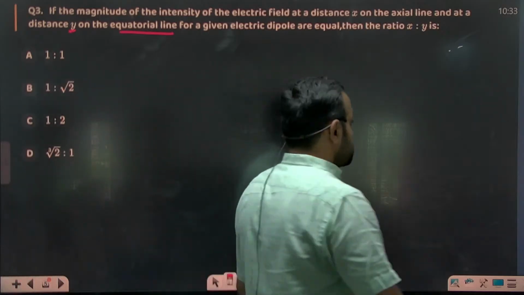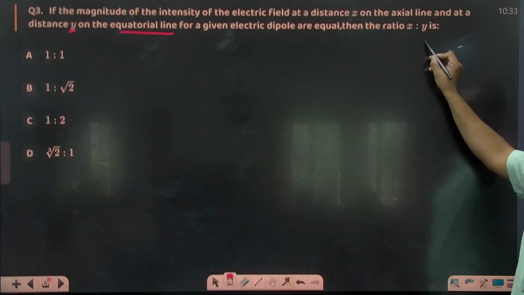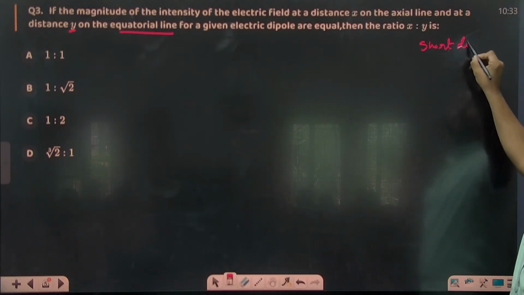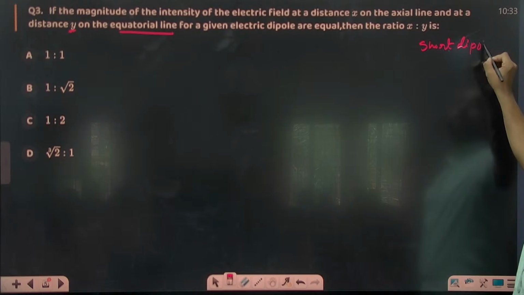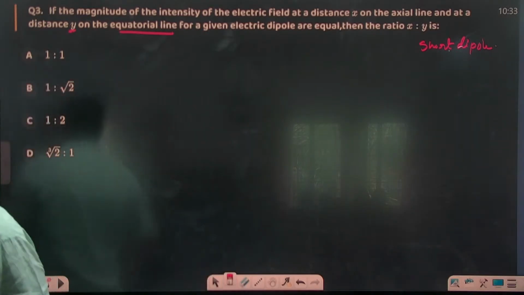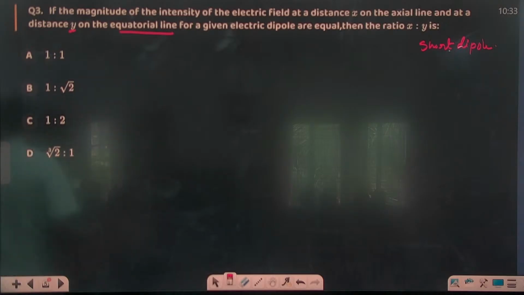Okay, so you have to take the formula for a short dipole, then calculate what is the ratio of x is to y. If you take the normal dipole formula, calculating x is to y becomes difficult. Even if you don't know, you can directly guess the cube root.